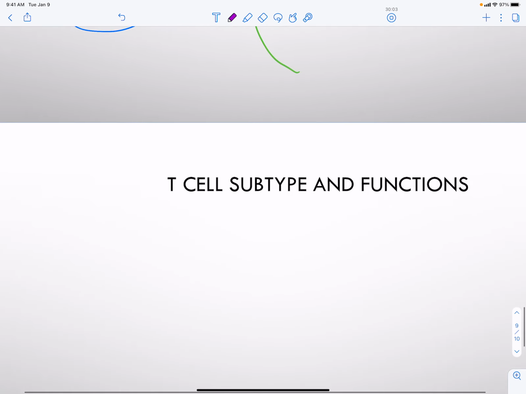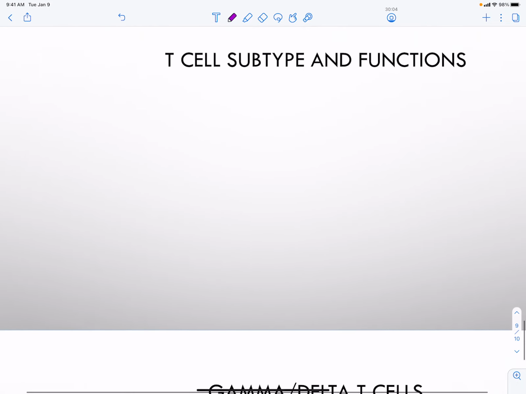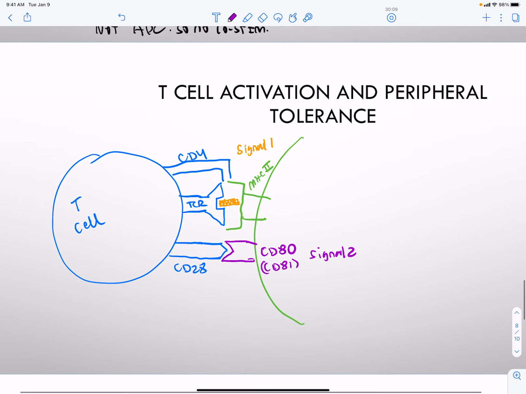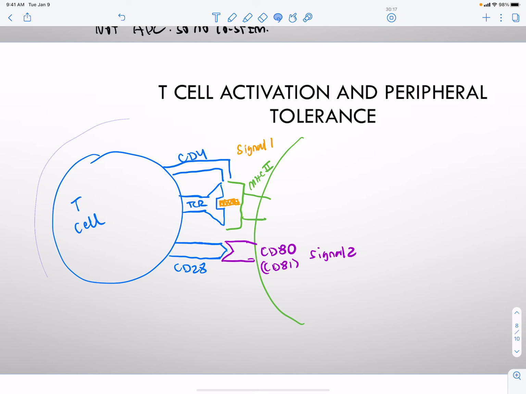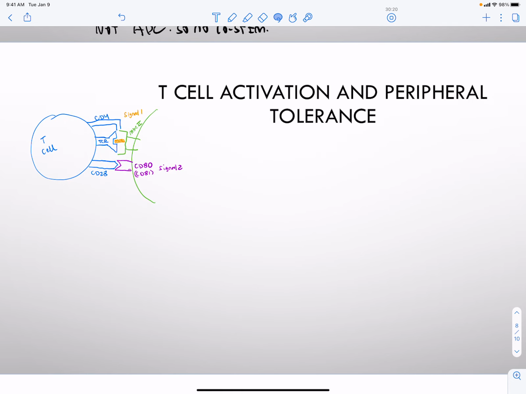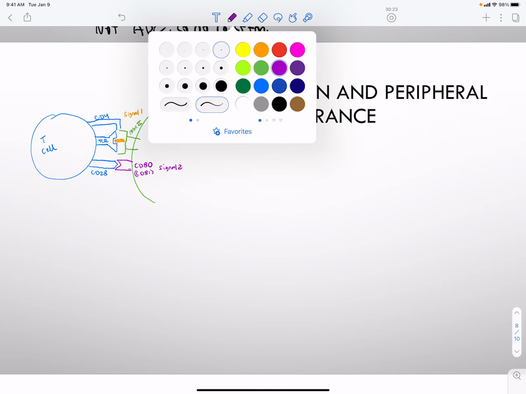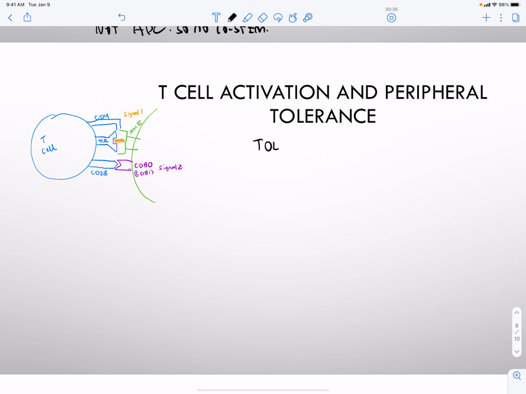Now the other thing we're going to have is tolerance. Okay, so we have our signal 1, we have our signal 2, we understand that. So we'll put that guy over there. Now for tolerance, tolerance is going to be at many levels. The first is going to be signal 1 without signal 2, and you get anergy.